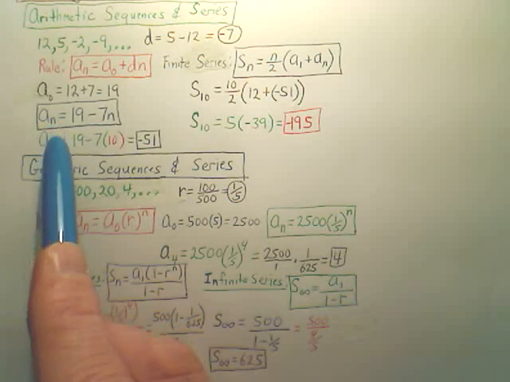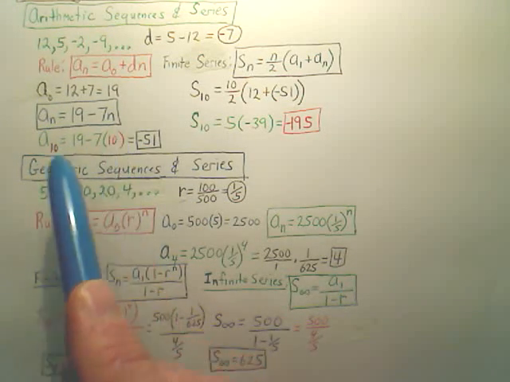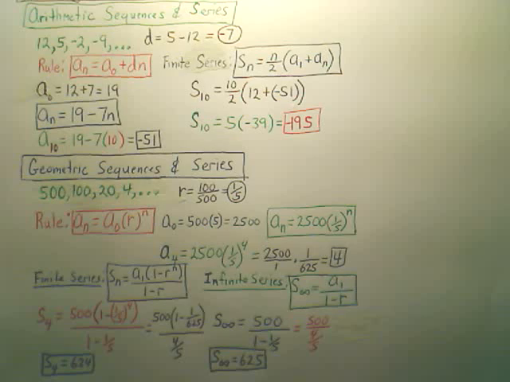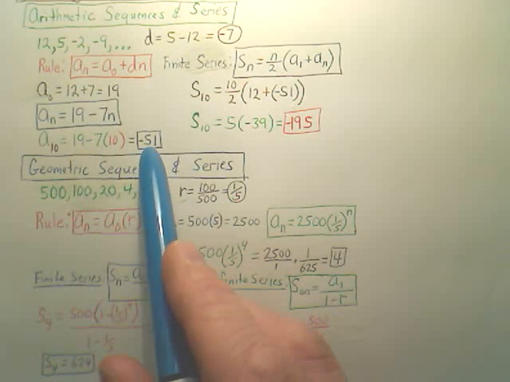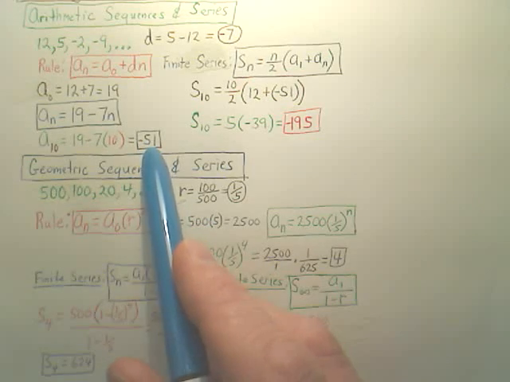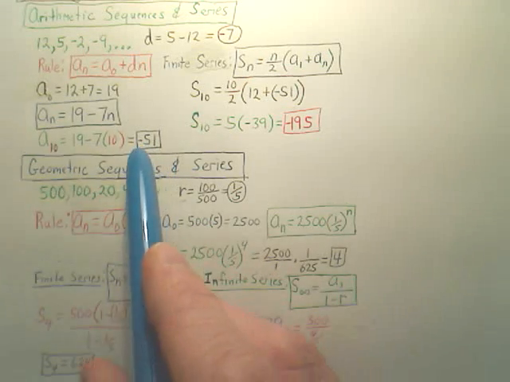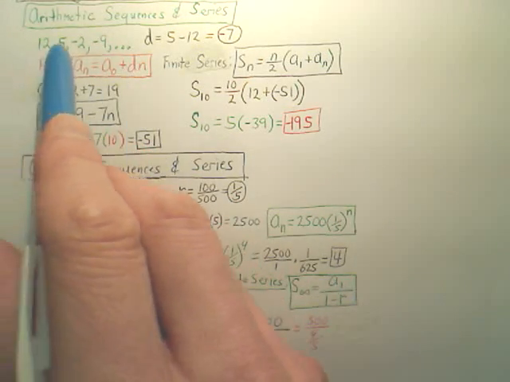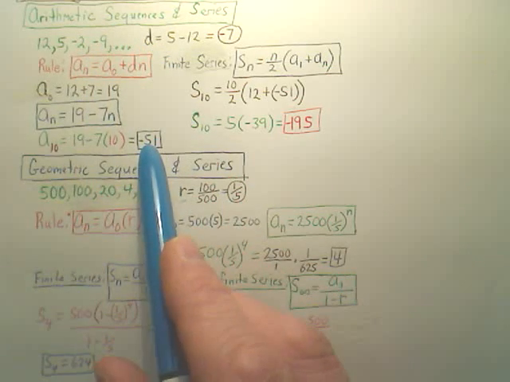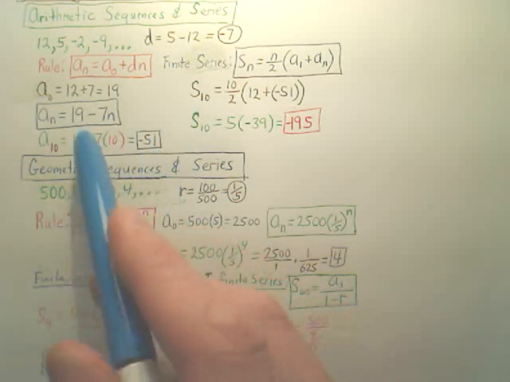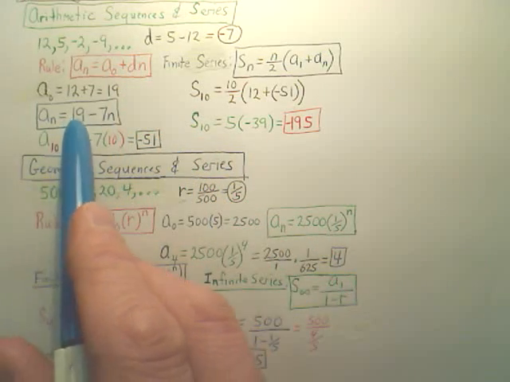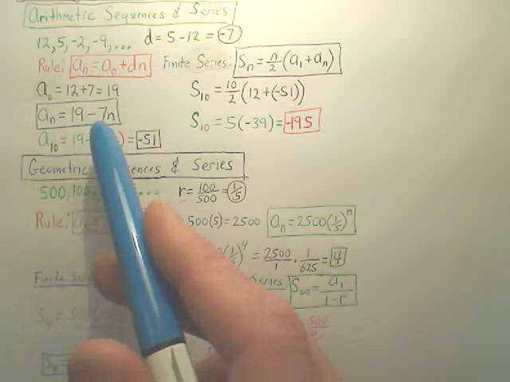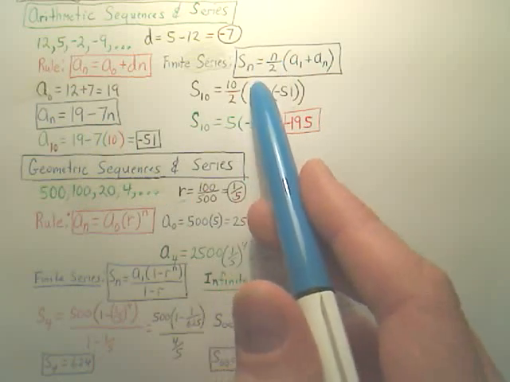What's useful about this rule is, if we want the A10, the 10th term, all I'm doing is plugging 10 in right there. When I plug in 10, I get negative 51. And what does that mean? Well, it means that the 10th term, if you kept the sequence going to 10 numbers, would be negative 51. So what's awesome about the rule is it generates terms.